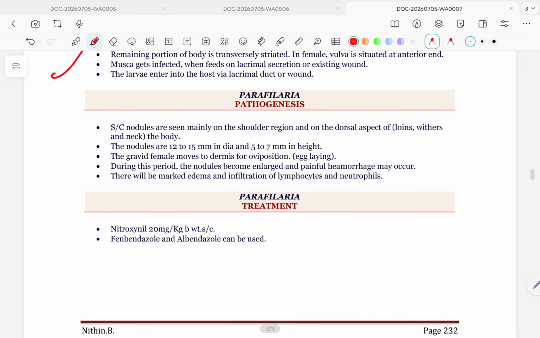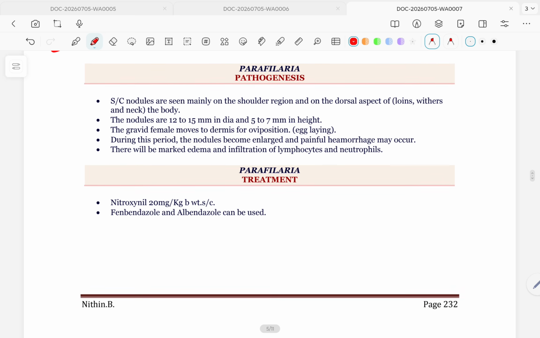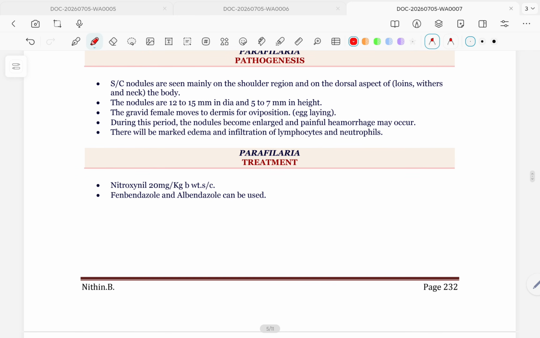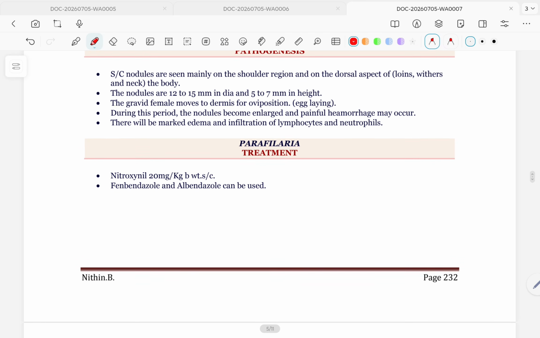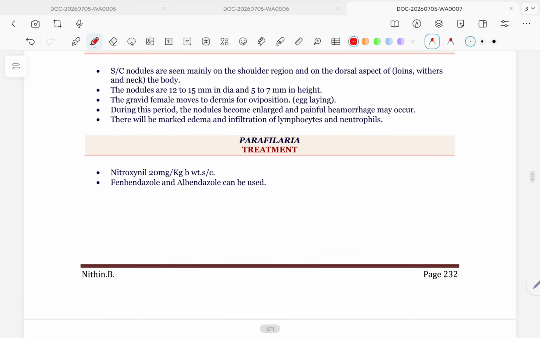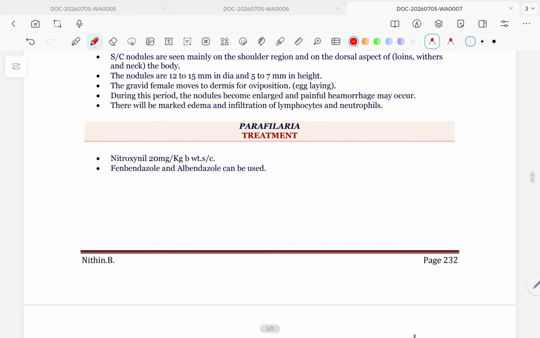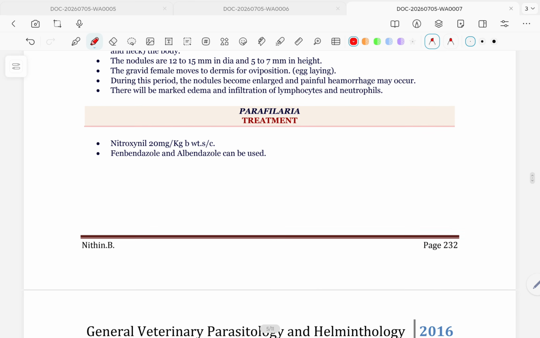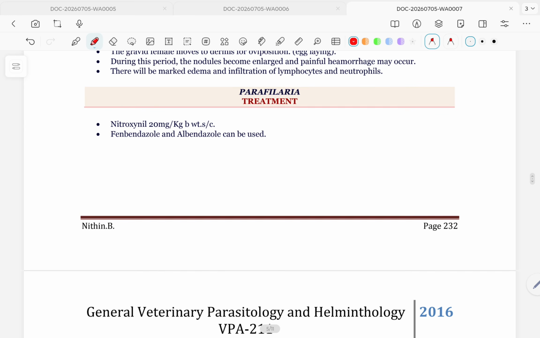Parafilaria pathogenesis: subcutaneous nodules are seen mainly on the shoulder region and on the dorsal aspect of the loins, with the neck and body also affected. The nodules are 12 to 15 mm in diameter and 5 to 7 mm in height. The gravid female moves to the dermis for oviposition, egg laying. During this period, the nodule becomes enlarged and painful, and hemorrhages may occur. There will be marked edema and infiltration of lymphocytes and neutrophils.